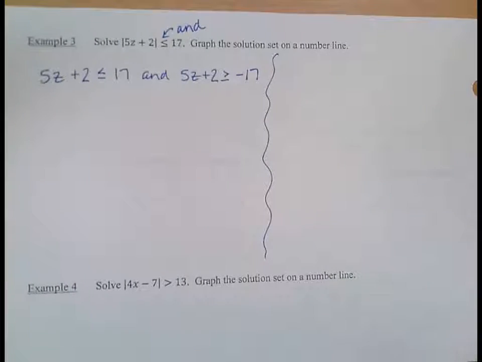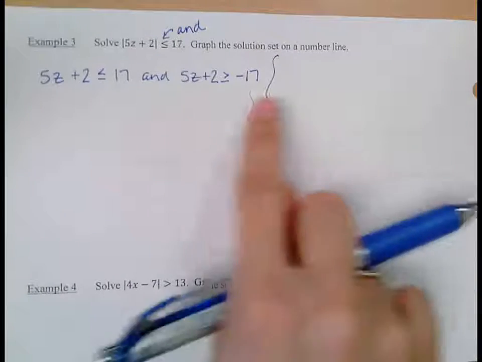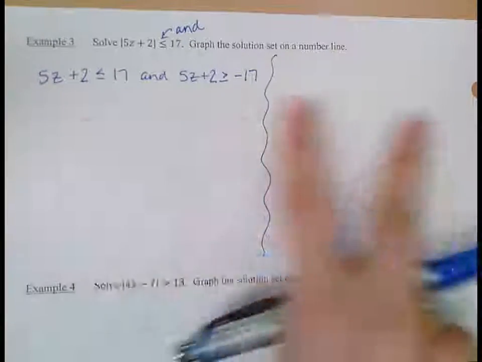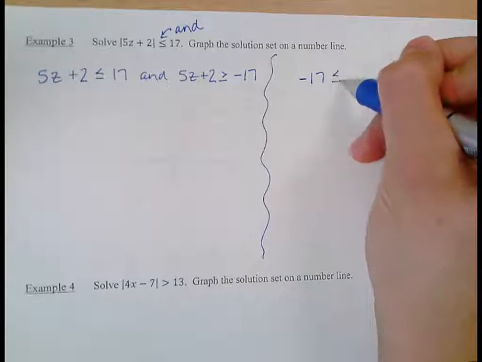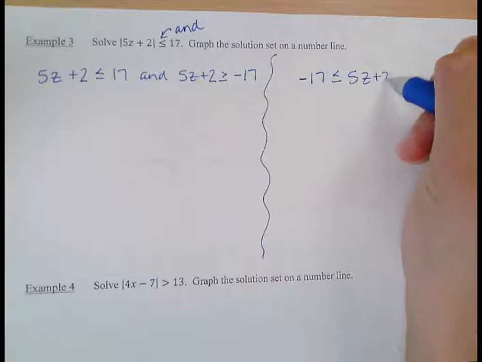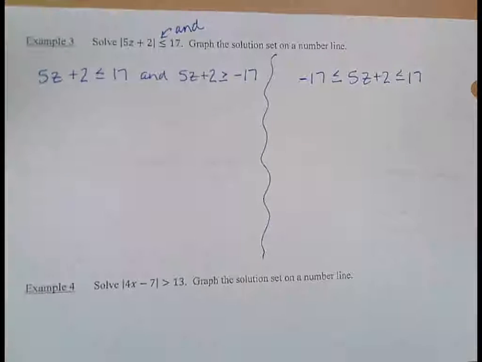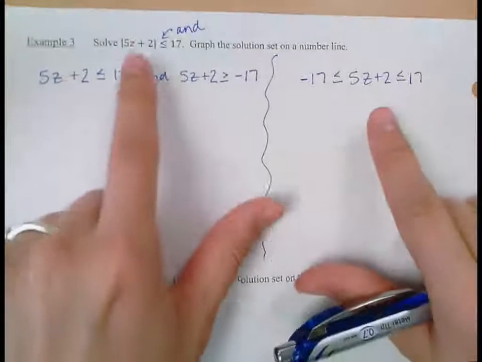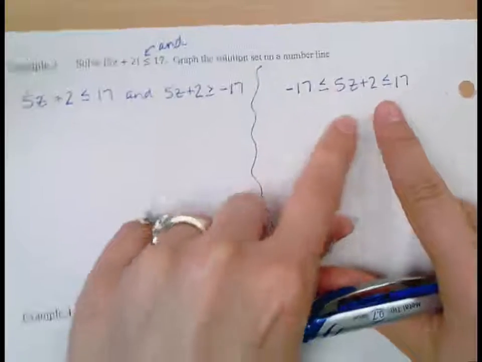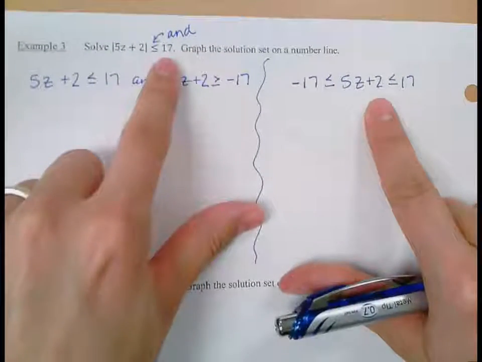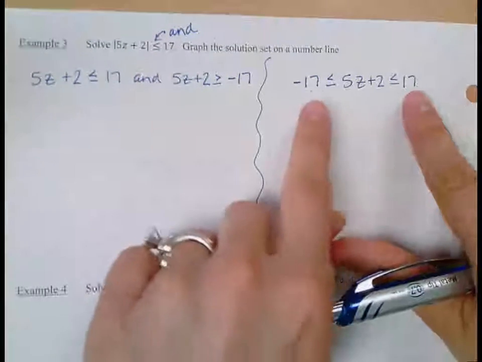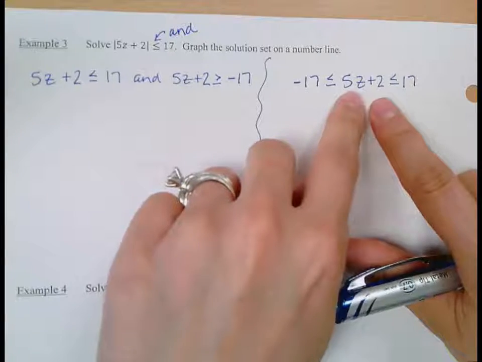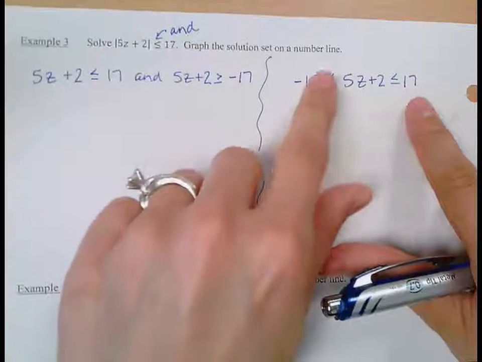The other way is to use that condensed form. I'll write it and then explain how these two are really the same. This would look like negative 17 is less than or equal to 5z plus 2 is less than or equal to positive 17. To write it in this form, you take what's in the absolute value bars, and that goes in the middle. Then whatever value is on the right of your absolute value inequality, that middle expression is always in between the positive and the negative of that number.